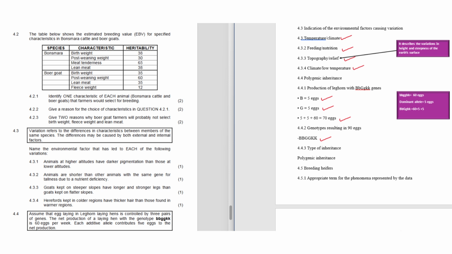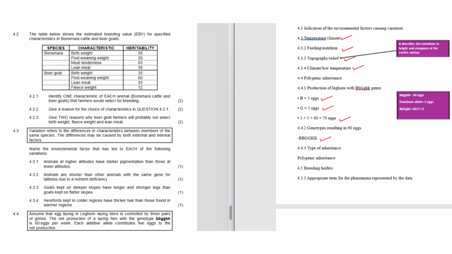Variation applies to the differences in characteristics between members of the same species. The differences may be caused by both external and internal factors. Name the environmental factor that has led to the following variations. 4.3.1, animals at higher altitudes have darker pigmentation than those at lower altitudes. Temperature. So temperature is the one they are looking for, because the temperature at high and low altitudes is not the same.